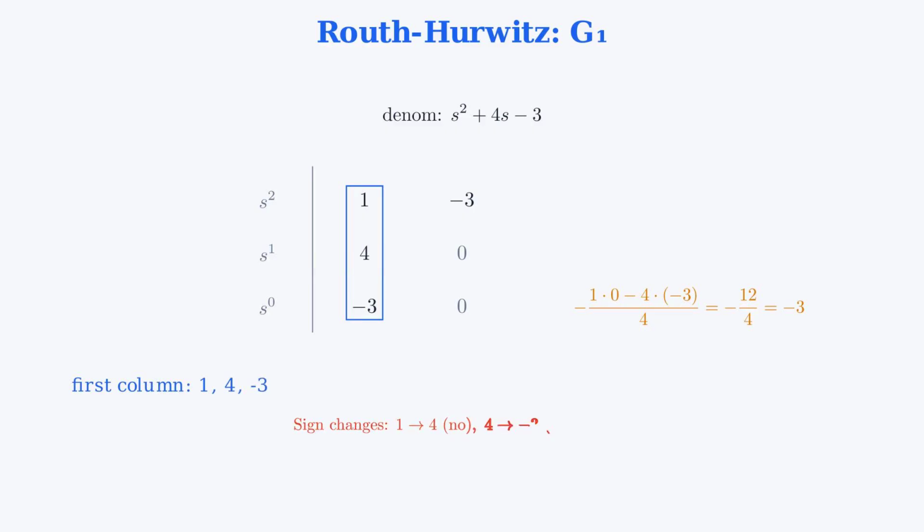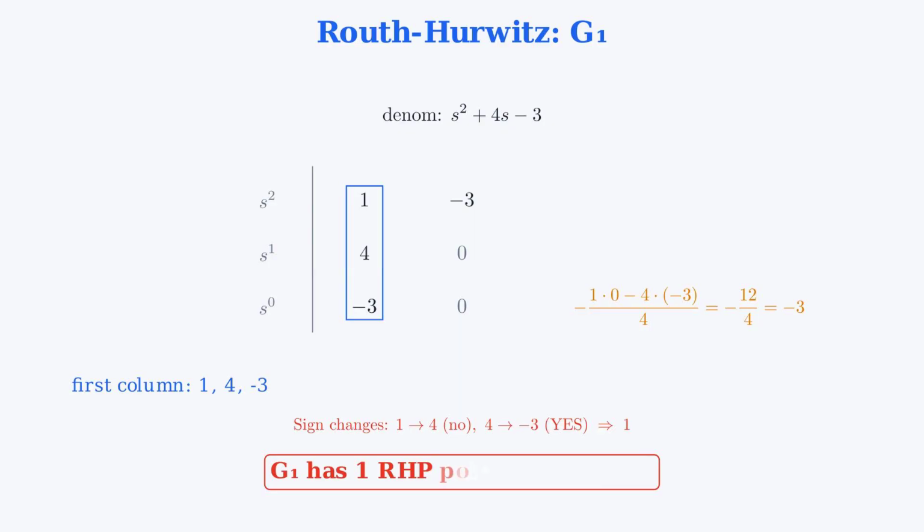The first column entry is the determinant of the 2 by 2 block above, with a minus sign in front, divided by the leading entry of the row above. We get minus the quantity 1 times 0 minus 4 times minus 3, divided by 4. That is minus 12 over 4, which equals minus 3. The first column reads 1, 4, minus 3.